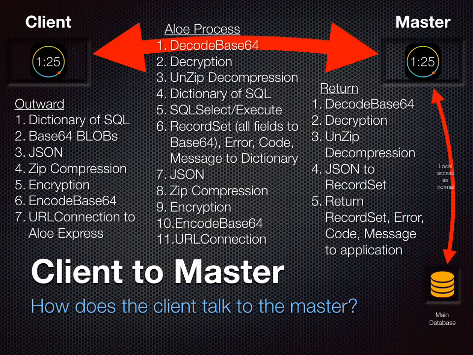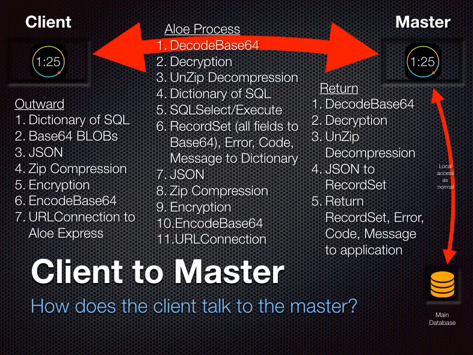It then undoes all the things that Allo did. It decodes the base 64, it decrypts it, it unzips it, and then turns the JSON back into a record set and returns each of the components needed, where it returns the record set if necessary, the error true or false, the error code, the error message, returns all that back to the application. All as if the client had queried a local SQLite file.